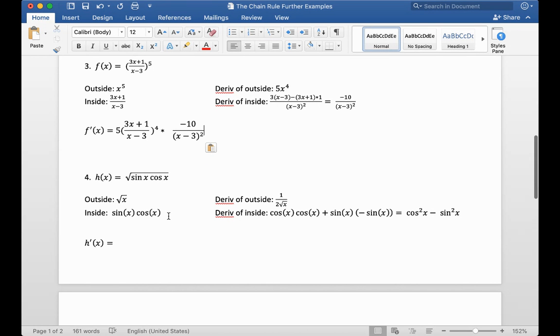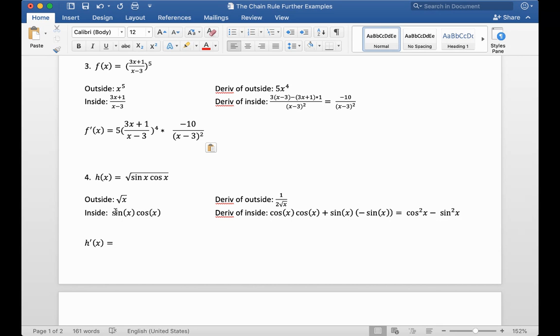Lastly here, number 4, I've got the square root of sine x times cosine x. And so we were first taking the product, sine x times cosine x is my inside function, and then I'm applying the square root to that, so the outside function is the square root of x. Recall that the derivative of the square root of x is 1 over 2 square root of x.